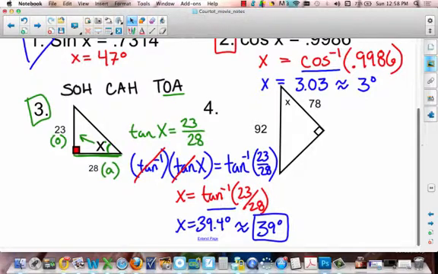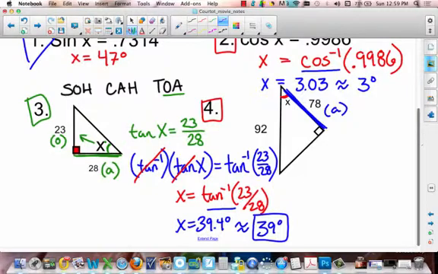Okay, on to the last one. I'm on number 4 here, and I'm kind of crammed in. Number 4 says I have my angle here, x, that's what I want to solve for. I have a side that's 78 and a side that's 92. My side that's 78 is adjacent, and my side that's 92 is opposite the right angle, so this must be the hypotenuse.